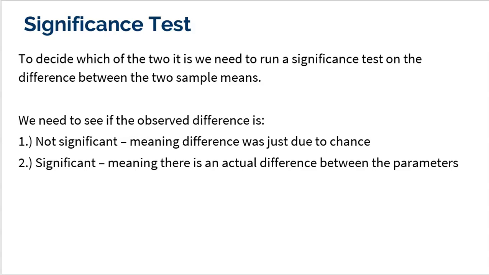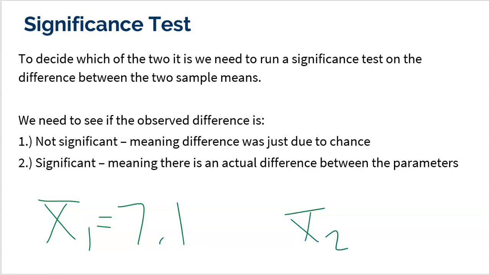Now, let me give you a really simplistic idea of this, just so you understand. Let's just say our first mean from our first sample drawn from our first population is 7.1. And let's say that the mean from the second sample drawn from the second population is 8.0. That's a difference of 0.9, and that's what we are going to explore. Is that difference of 0.9 significant or not?